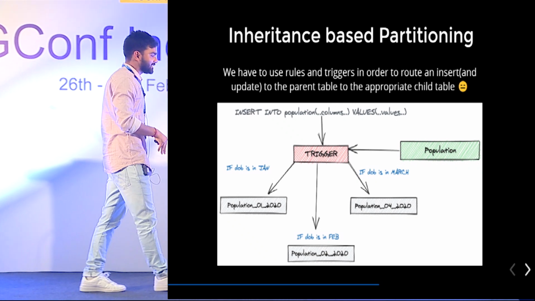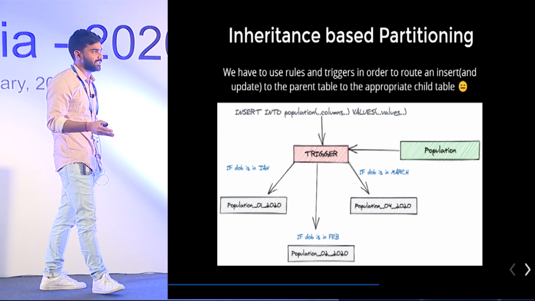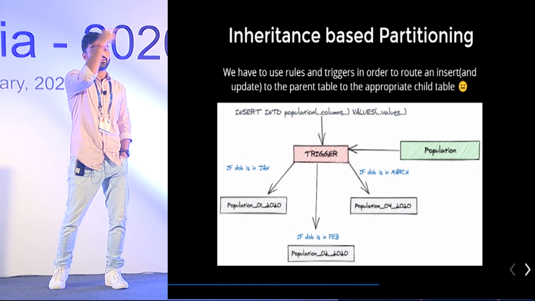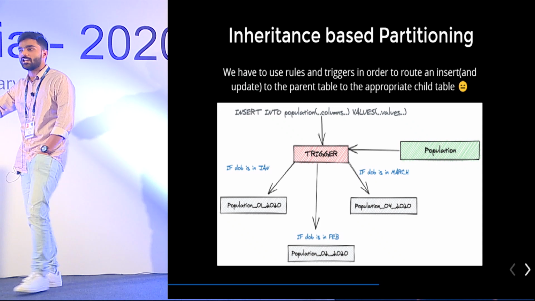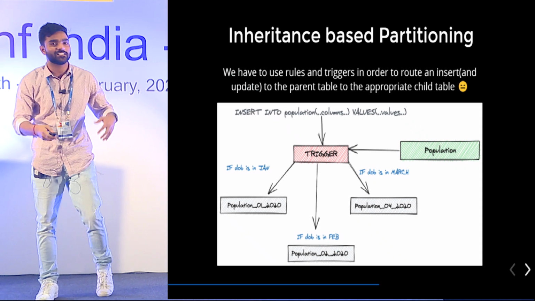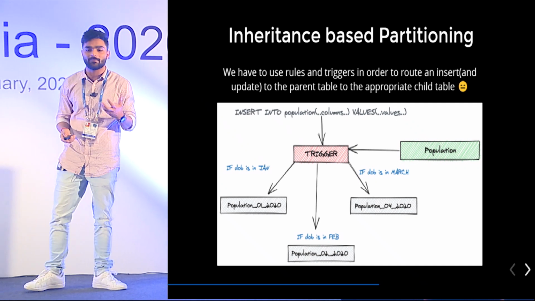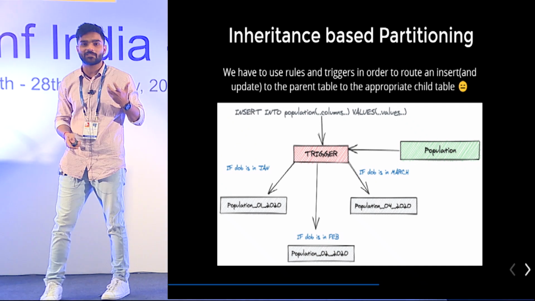What that would also mean is suppose in future you have some data for April, right? So you need to make sure that you update your trigger, you need to make sure you create your child tables, etc., right? So that is a manual maintenance overhead that comes with making those triggers and making those inheritance-based partitioning triggers.